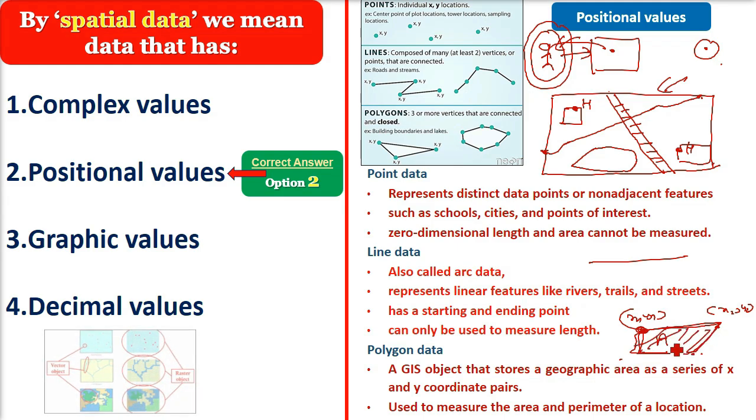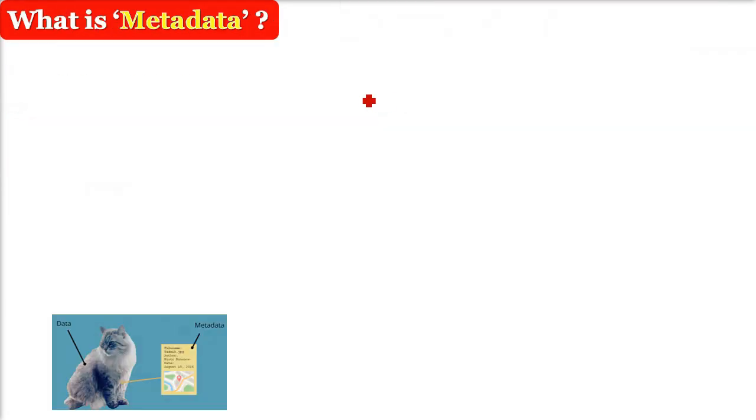So now when we have a region, we can measure the area, and we can measure the perimeter, that is the length of the boundary. So the area of a hospital, or the area of a water body, can be computed because it is polygon data. What is metadata?